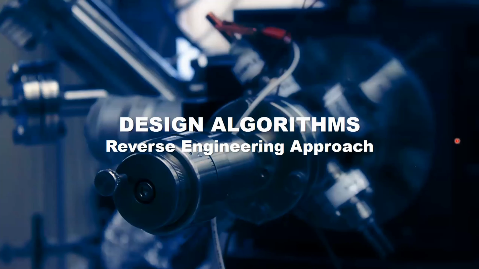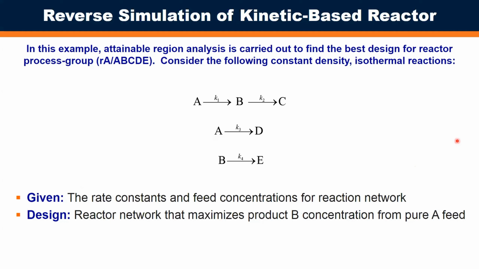So a few words about design algorithms. That's where we talk about the different types of unit operations. Here we're going to talk about reactors, and about attainable region analysis. So here we have a series of competing reactions. It's a system where A goes to B, and B gets converted to C. We can also have A being converted to D and B being converted to E. Our desired product is actually B. So that's what we're looking for.